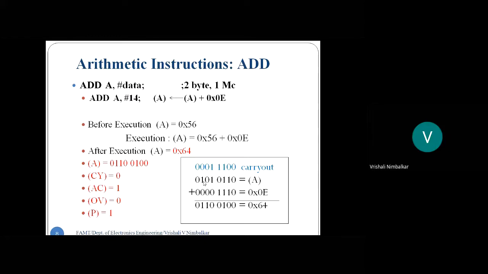Right. Next, that's 1. And from the last bit, that's 0. So there is no carry from the 7th bit, the last bit. Hence, the carry flag is 0. CY is 0. From the last addition, there was no carry out. So the carry flag is cleared.